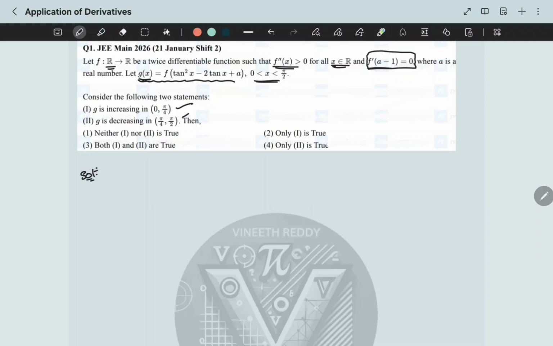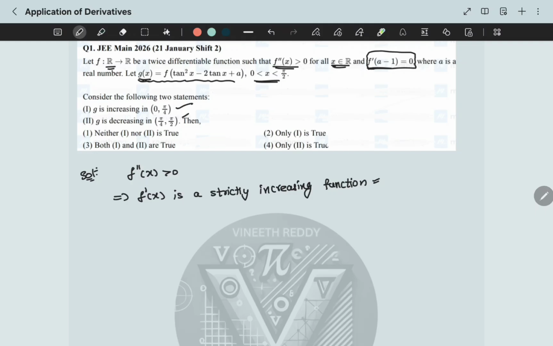So we will break down the given information. He has given that f double dash of x is greater than 0. Now what does this mean? This implies that f dash of x is a strictly increasing function, correct? As per the definition. If f dash of x is a strictly increasing function, f double dash of x is greater than 0, that we can say, and we can even interpret in terms of maxima and minima, but let us go with this definition because we need it in terms of increasing and decreasing, right? And now he has also given that f dash of a minus 1 is 0.